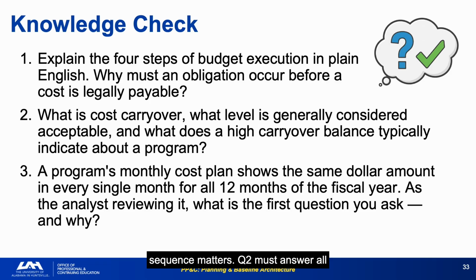Q2 must answer all 3 parts: what is the difference between obligations and costs, acceptable level, 1 to 3 months, and what high carryover signals, excess budget or lack of execution progress. Any partial answer is incomplete. Q3 is the most operationally useful. The straight-line plan is the most common phasing error, and the first analytical question, is this LOE work, is the fastest way to determine whether the plan is credible or a placeholder.